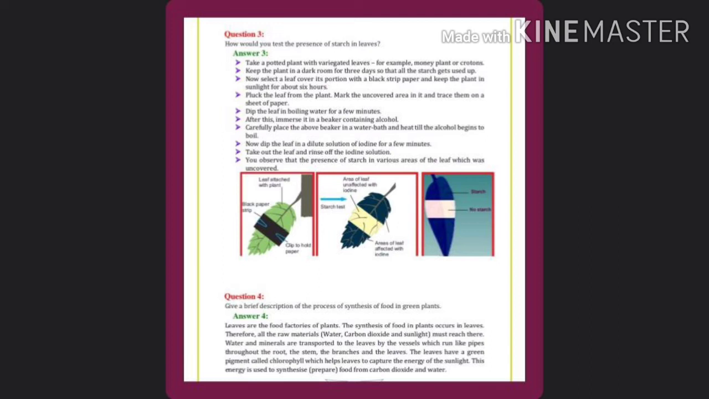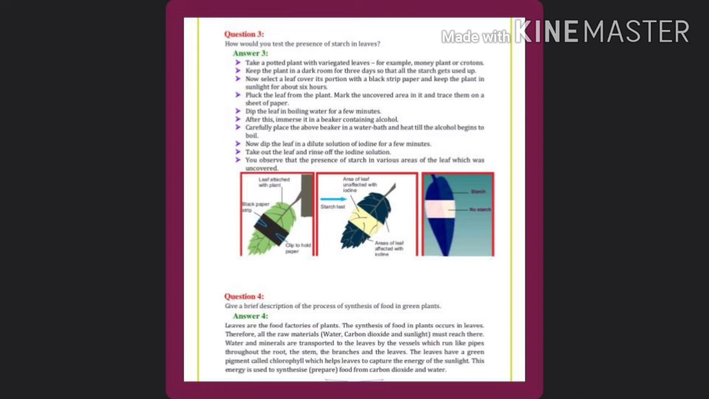Question 4. Give a brief description of the process of synthesis of food in green plants. So you have to write the process of photosynthesis here. Leaves are food factories of the plants. The synthesis of food in plants occurs in leaves. Therefore, all the raw materials, water, carbon dioxide, sunlight must reach here.